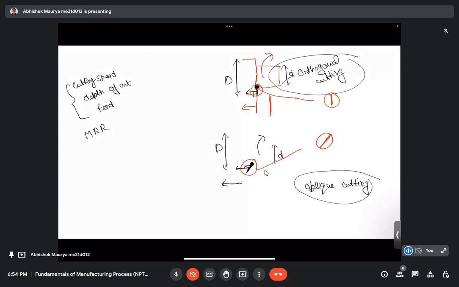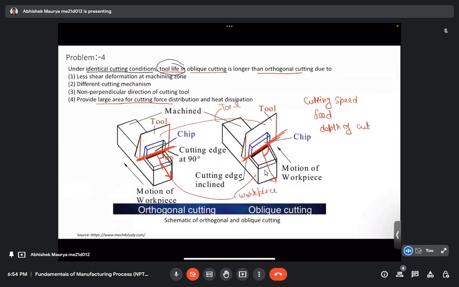The correct answer, if you see, is the fourth one. It will provide a large area for the cutting, as well as force distribution and heat dissipation. So it is the correct answer.